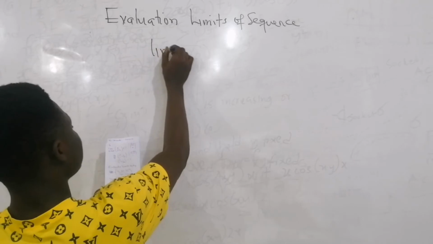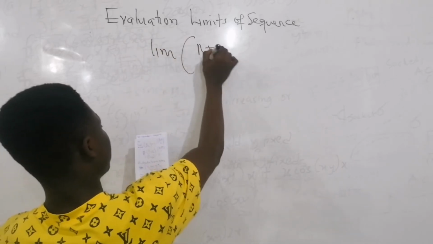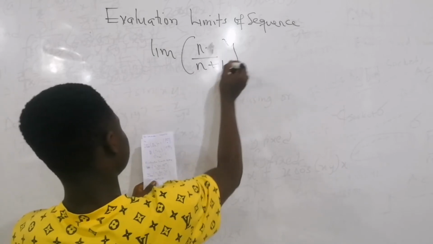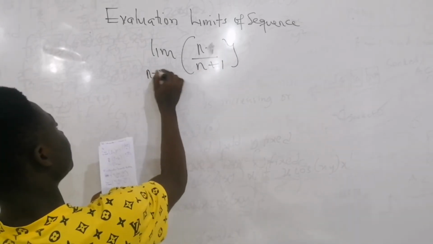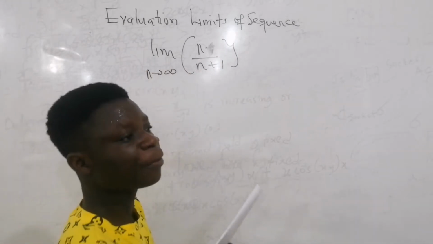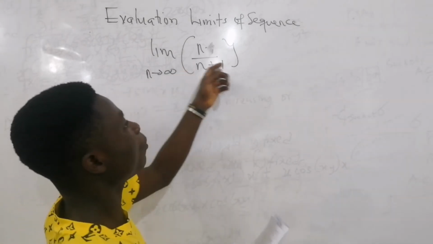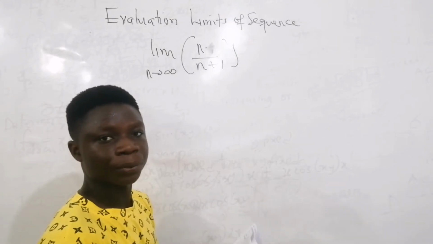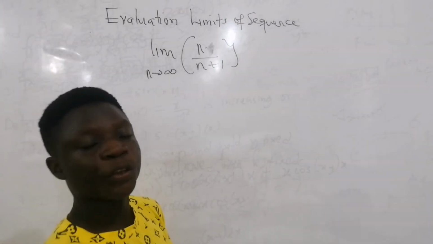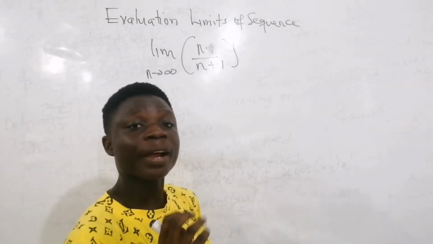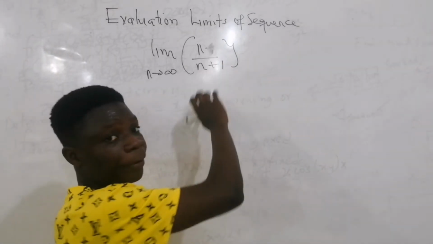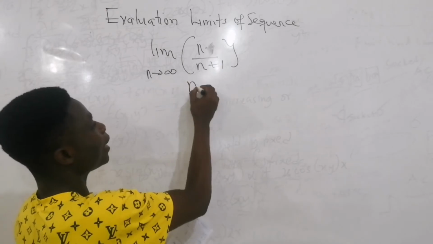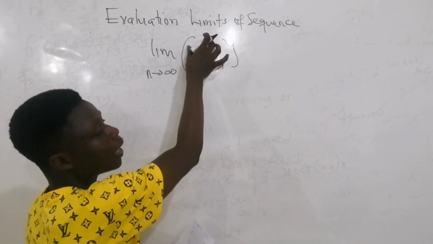The limit of n over n plus 1 as n approaches infinity. We are supposed to find this limit. Now I'm going to use the Fibonacci one. What you do is factorize the highest exponent of n. The highest exponent of n is n. So you are going to write n over n, factorizing it out on the top.